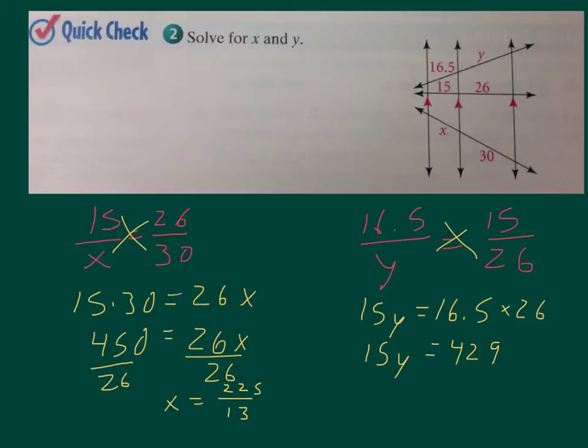Divide both sides by 15, and we get y to equal 28.6, which is fine to give a decimal answer when they give us decimals in the problem, but the first one didn't have any decimals in it, so a fraction is a much better answer.